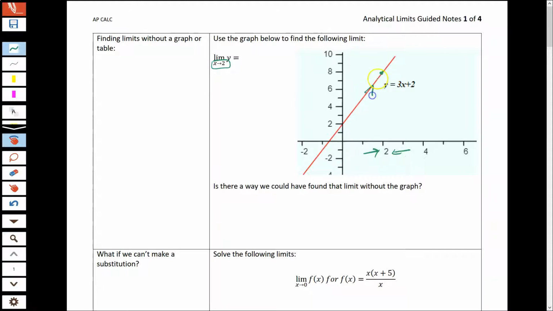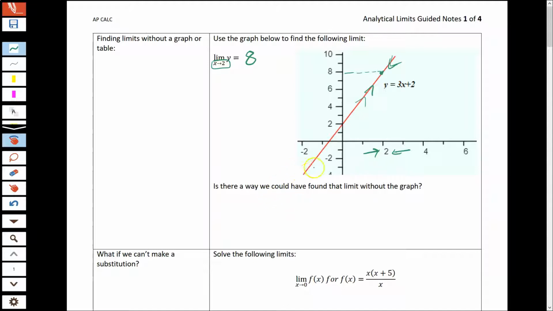So as we walk along the curve, or the line really, we end up at the same point no matter whether we're coming from the left or the right, and that looks to be y equals 8. So the limit of y as x approaches 2 is 8. And then the question is, is there a way we could have found that limit without the graph?